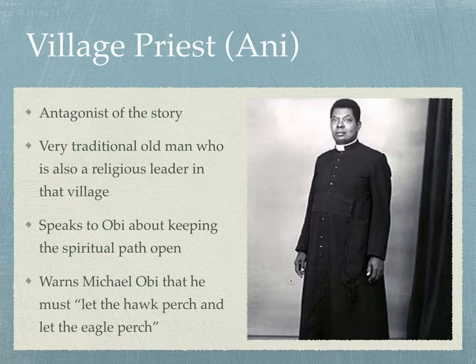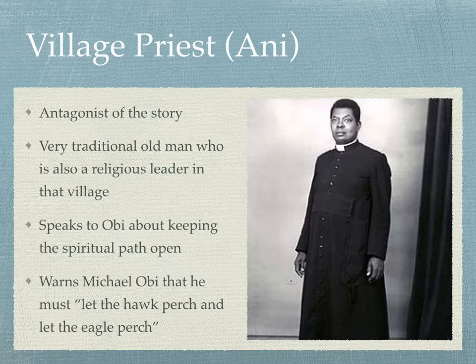The village priest Ani is who I would consider to be the antagonist of the story, as he presents a conflict for Michael. He is a traditional older man who serves as a religious leader in the village. He speaks to Obi about keeping a spiritual path open and warns Obi that he must "let the hawk perch and let the eagle perch."